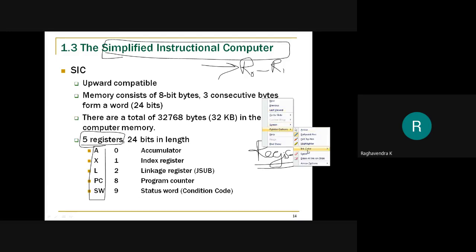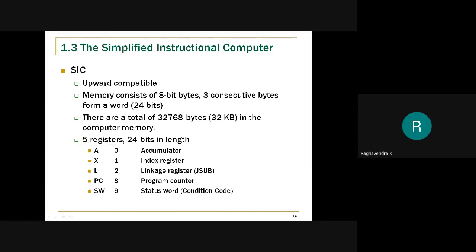The numbering is also provided beside that. Register A, its number is 0. Register X number is 1. Register L is 2. PC is 8. SW is 9. So what is this register A? Register A is the accumulator. If you remember, whenever you are performing an operation in a processor, one of the operands must be present in the accumulator. So the accumulator is basically involved in performing operations.